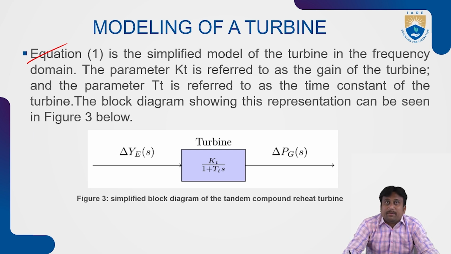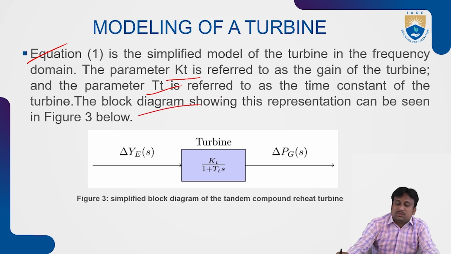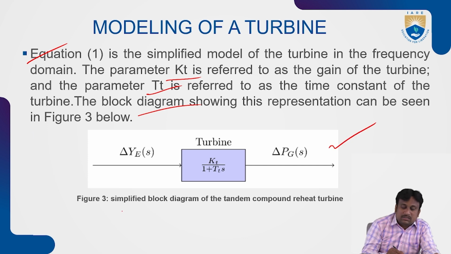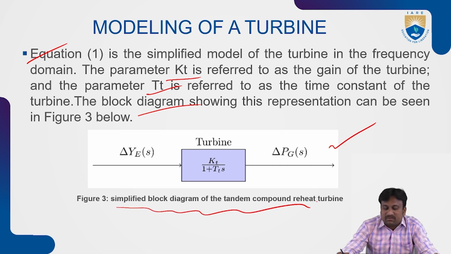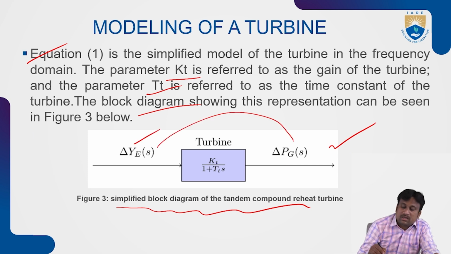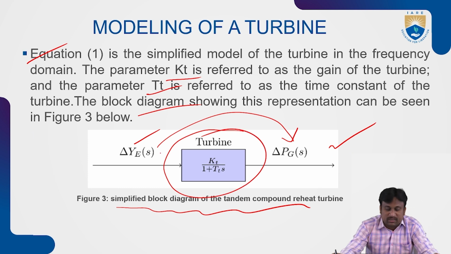So among the parameters, KT is referred to as the gain of the turbine, and the parameter TT is referred to as the time constant of the turbine. So here is the block diagram showing the representation in the figure 3 case. This figure is the simplified block diagram of the tandem compound reheat turbine, that is, delta YE of S connected to delta PG of S. This is the entire turbine model, KT by 1 plus TTS.